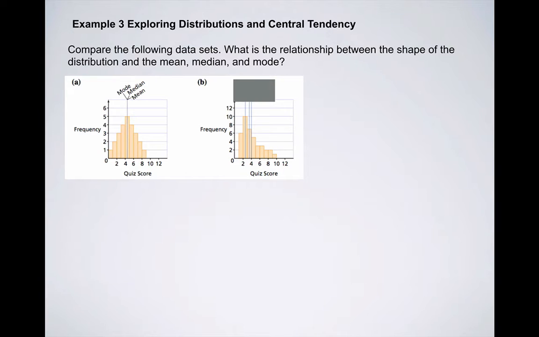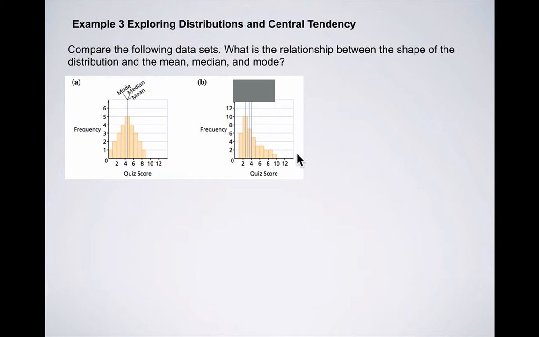Now, if we look at distributions and central tendency, if we compare the following data sets, we want to look at the relationship between the shape of the distribution and the mean, median, and mode. Now, here we have a uniform distribution. We have a symmetrical spread of our data here. And you can see that the mean, median, and mode are all at the same value, in the same spot.